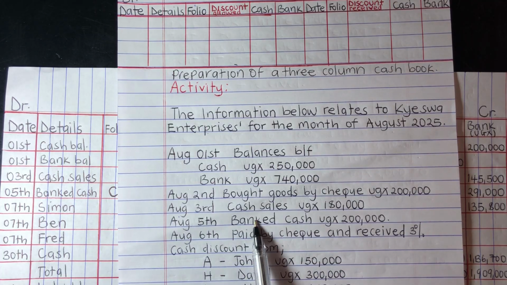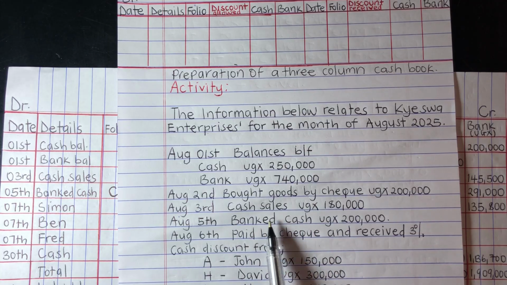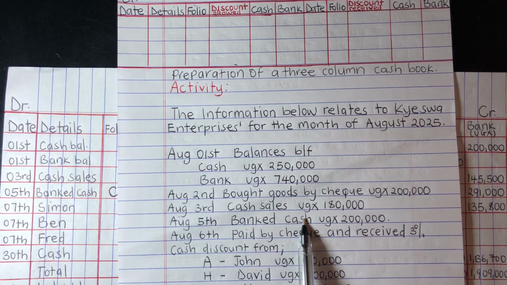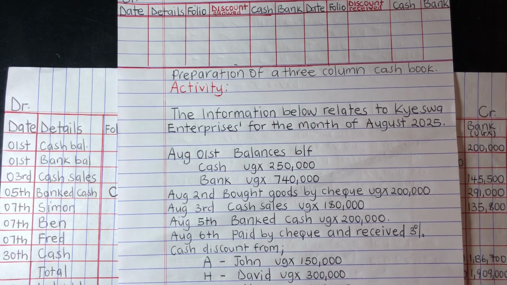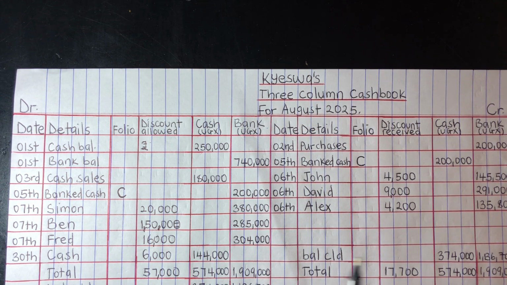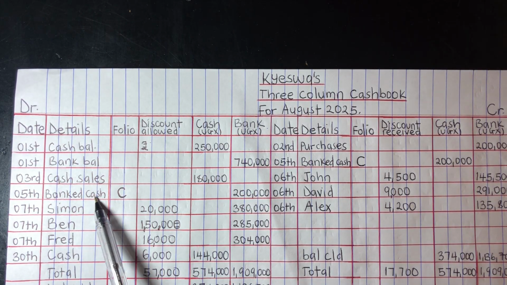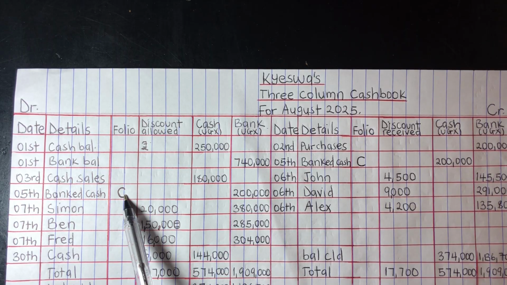On 5th, banked cash, it was 200,000. So we are going to record it. If you bank cash, meaning you're losing the cash and you're increasing the bank. So if the bank increased, we are going to debit the bank and credit the cash. So on 5th, banked cash. We said to record this as a contra entry because we don't want to record it again in the ledger book. So we complete the entry here. So it is coded as C.